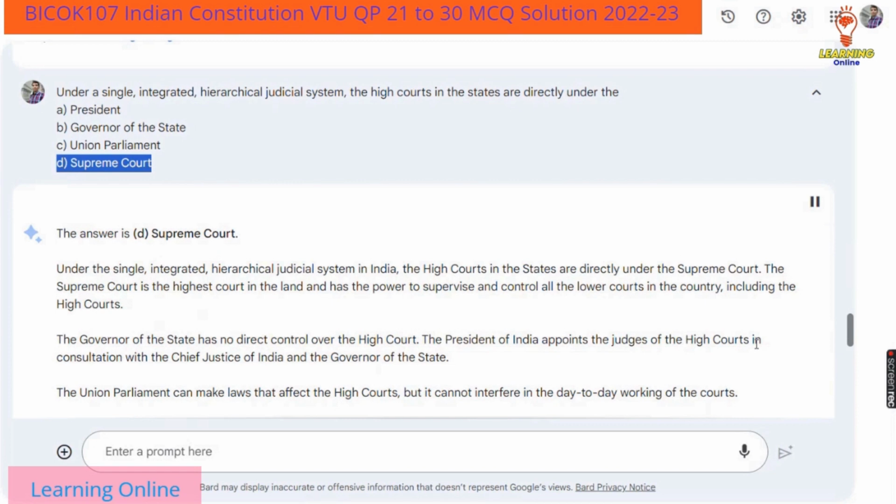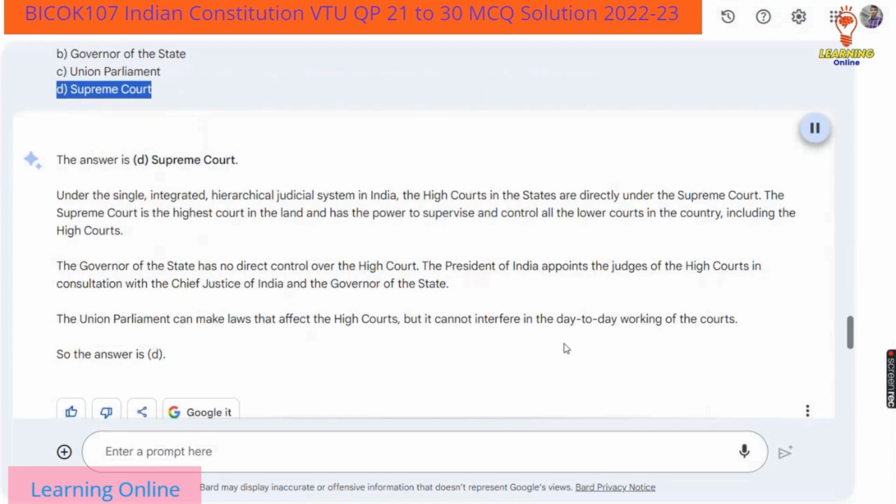The answer is D. Supreme Court. Under the single, integrated, hierarchical judicial system in India, the high courts in the states are directly under the Supreme Court. The Supreme Court is the highest court in the land and has the power to supervise and control all the lower courts in the country, including the high courts.